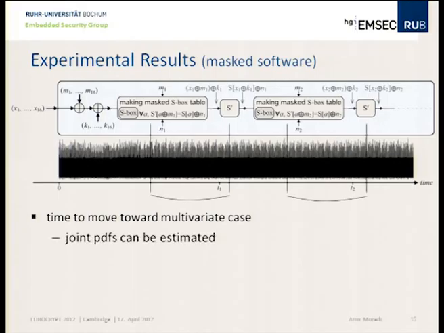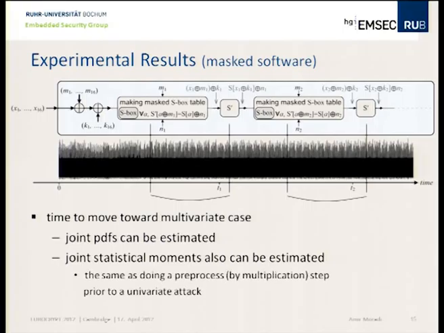Of course, we can perform the attack in a general form by computing the joint probability distribution functions. And also, we can go for joint statistical moments. But what I have written in the formulas was very clear: when we go for joint statistical moments, it will be exactly the same as doing one pre-processing step by multiplication, meaning if we multiply these two points together, and then perform a classical DPA. And this means that when we perform higher order attacks, which are very well known to the, let's say, CHES community, we are looking at the higher statistical moments.